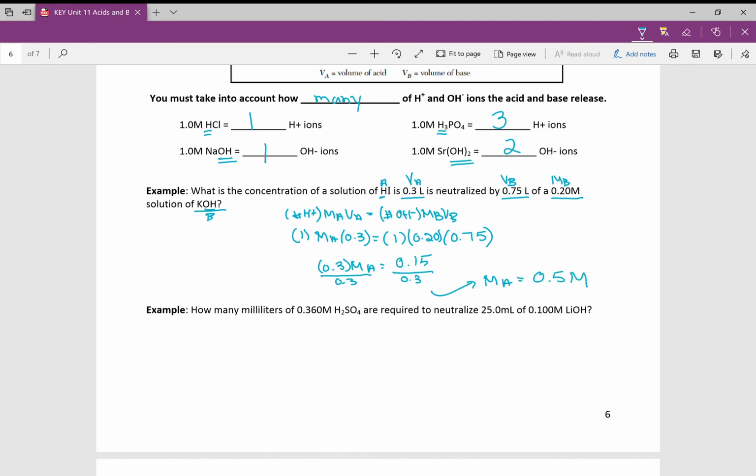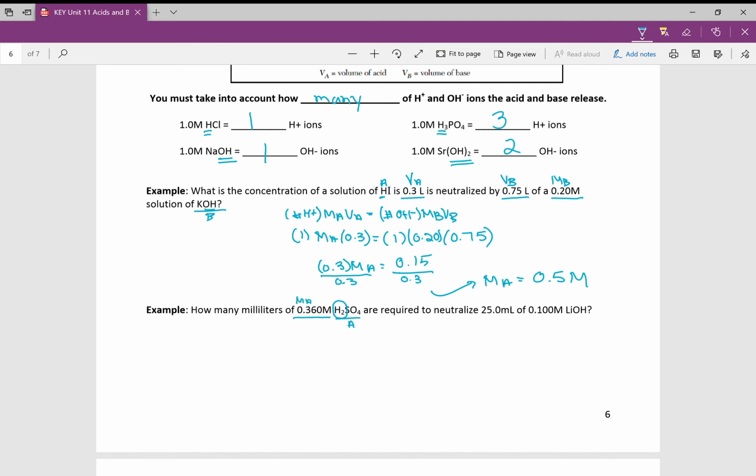Okay. All right, in this next one, how many milliliters of a 0.36 molar H2SO4. So this is my acid. We have to be careful because I can see right now that there's 2 hydrogens there, and that's a strong acid. And then this would be then my molarity of my acid.